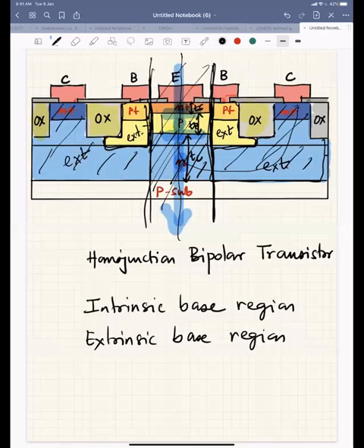Because these are only the thicknesses of the semiconductor part, right? So, why are the doping levels different in the extrinsic and the intrinsic base in the collector region? No, the doping levels are not different.